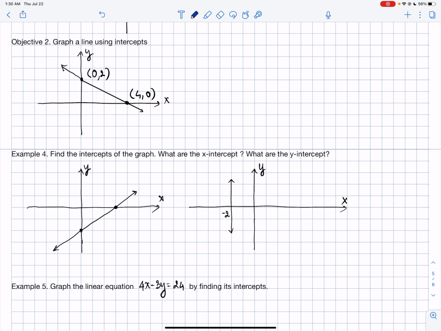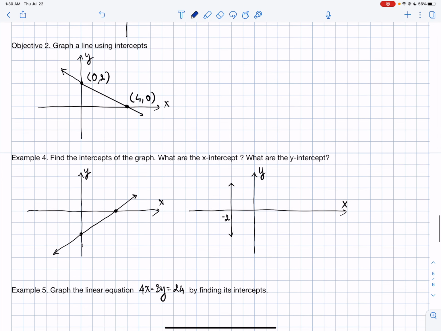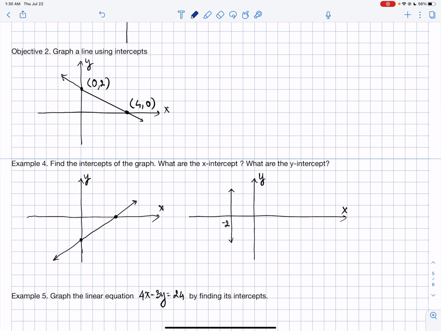Objective number 2, graph a line using intercepts. So first of all, we look at the example below to see what it means by the intercept. An intercept is a special point. It can be either on the x-axis or on the y-axis. If this point is on the x-axis, we call it the x-intercept.